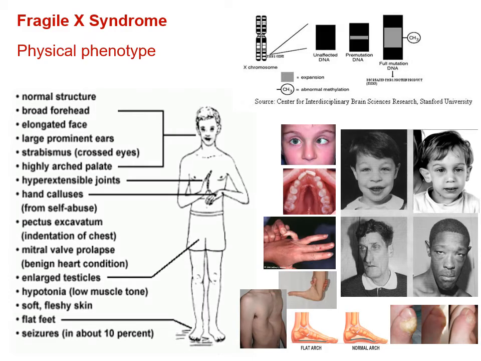The characteristics of Fragile X syndrome are an elongated face, broad forehead, large prominent ears, strabismus, which is crossed eyes, highly arched palate, hyperextensible joints, and so forth.